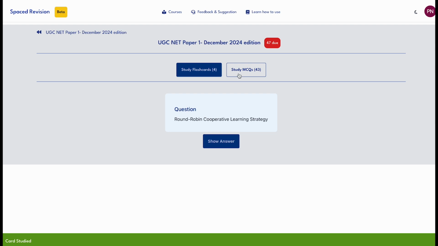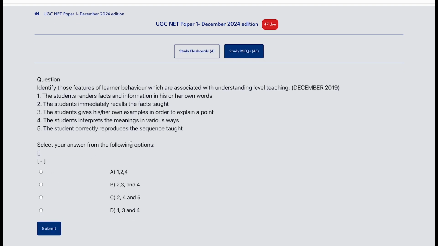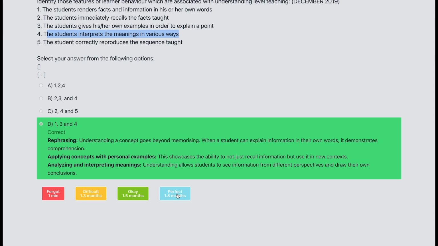Perfect. Even MCQs, if I know them, can go directly into your long-term memory, especially those associated with understanding. We've done this before. So renders facts, this is correct, immediately. This is the memory level of teaching. Explains, this is the understanding level of teaching. Student interprets meanings, again understanding. So 1, 3, and 4. I know this by heart. Perfect. Now I have to remember this only after 1.8 months. So you get very quick at answering as well.